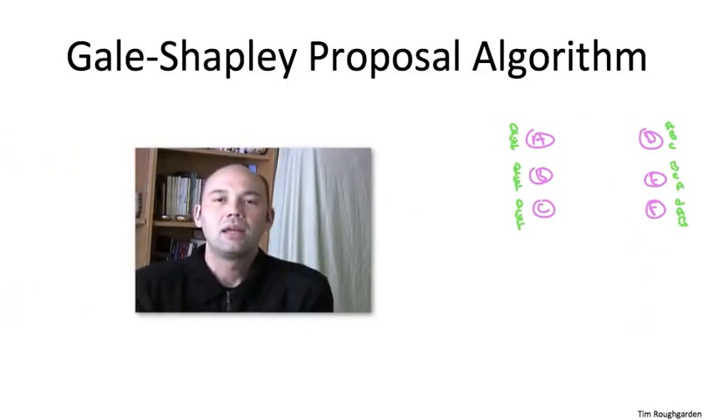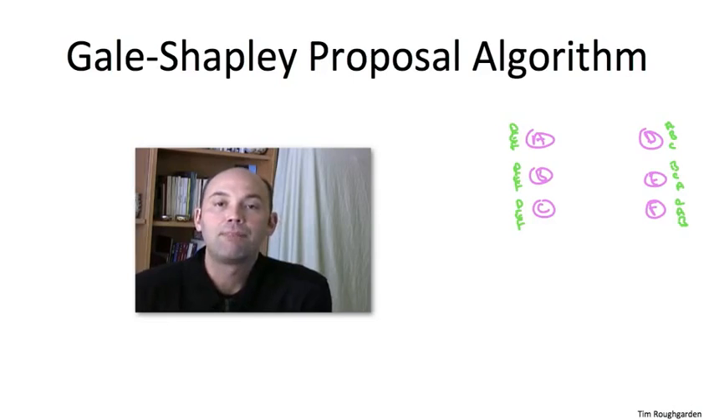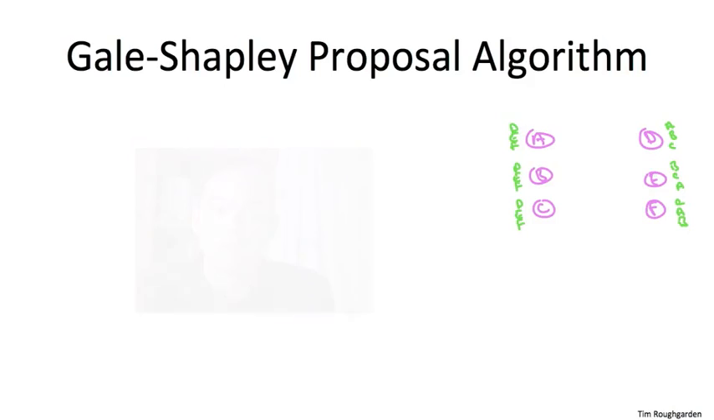Let me tell you about an extremely elegant and justly famous algorithm for computing a stable matching, the Gale-Shapley proposal algorithm. Lloyd Shapley was one of the recipients of the 2012 Nobel Prize in Economics, in large part for this algorithm. Had David Gale still been alive, he surely would have been a co-recipient of that Nobel Prize as well.